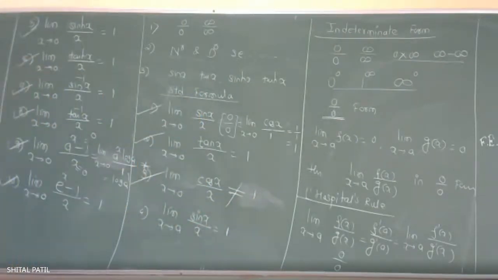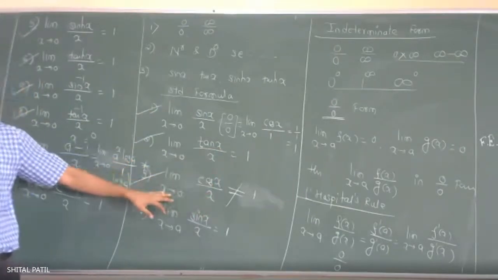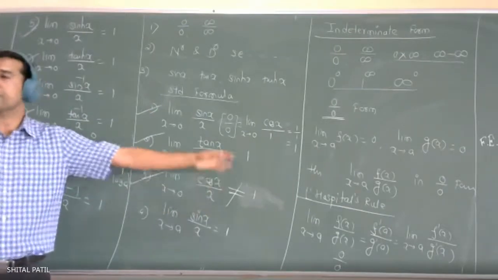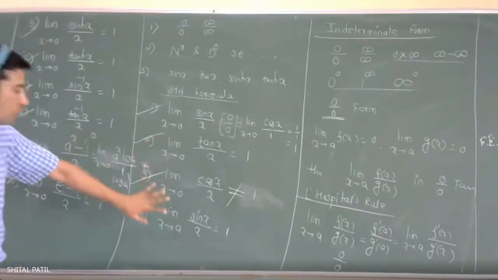Sin x by x as x tends to 0 is 1. Tan x by x as x tends to 0 is 1. But cos x by x as x tends to 0 is not equal to 1. In fact, it is equal to infinity. Understood? Okay. Now go through the next formula.